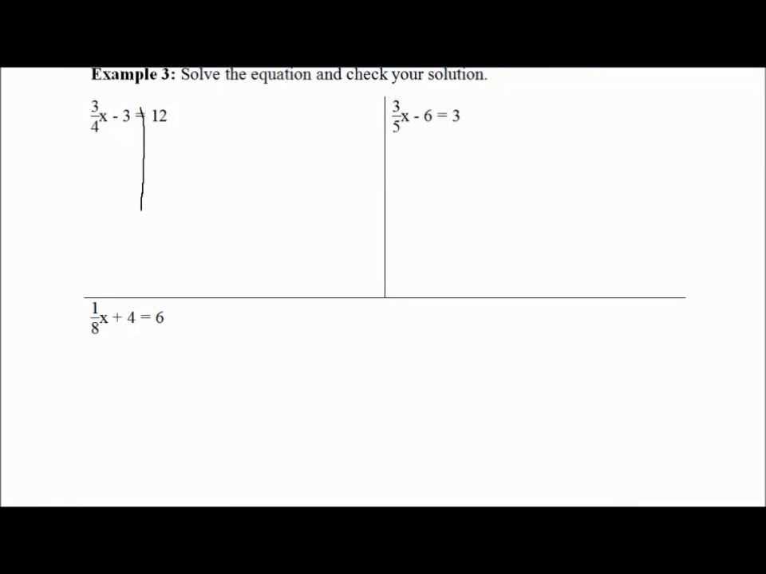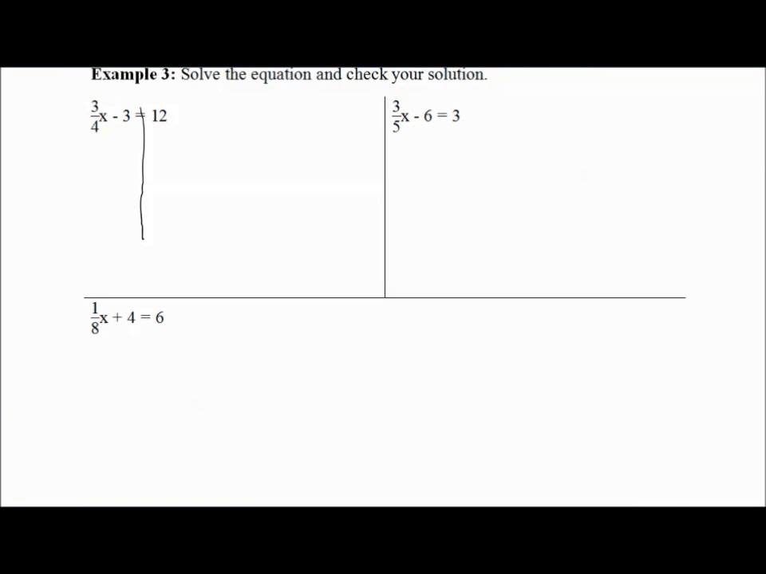Start off the same way. I'll draw myself a line down, creating two separate sections. I know whatever I do to the left, I must do the same thing to the right. I know that my goal is to isolate the variable, so I need to get this x by itself, meaning that I have to get rid of the 3/4 and I need to get rid of that minus 3.